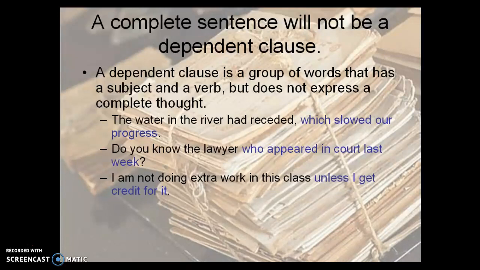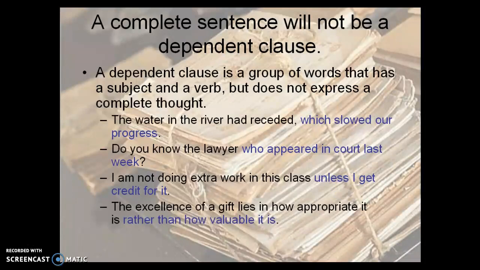The next sentence: "I am not doing extra credit work in this class unless I get credit for it." In blue, unless I get credit for it is not a complete thought. It's a dependent clause. It does have a subject, I. It does have a verb, get, but it's not a complete thought because it has this word right here, unless. We'll talk about that word in just a couple of minutes.